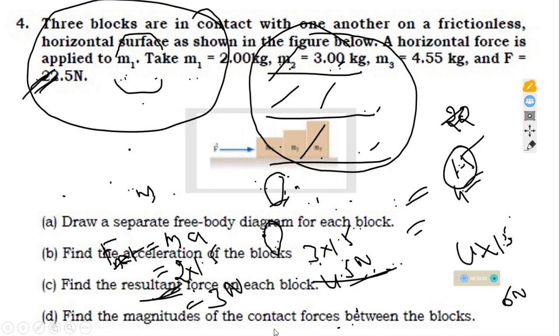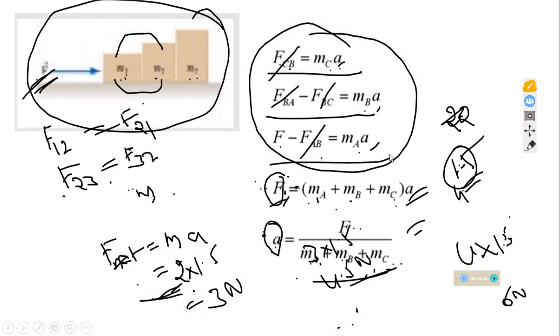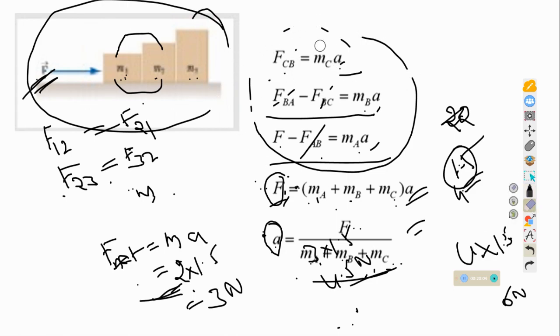Next, find the magnitudes of contact forces. So what are the contact forces? Already I have told here, the force on 1 by 2 is the same as the force on 2 by 1: F12 equals F21, or F23 equals F32. Both are equal. Four forces are there, but they act like action-reaction pairs. So now how to find contact forces? Already we have the formulas here, we can apply these formulas.